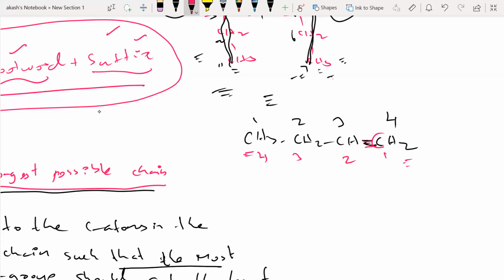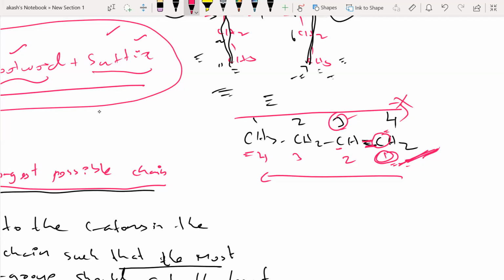Now I said that the functional group here is double bond. So the carbon atom containing the double bond should get the least possible number, right? If you go this way, you are getting 3 for the carbon atom having double bond. Obviously 3 and 4, but you're getting only 3. That's the least possible number. But if I go from here to here, I'm getting the carbon atom having double bond at 1 itself. So this is the correct way. This is wrong. We have to be very careful. This is the longest possible chain, which contains 4 carbon atoms, no doubt about it.